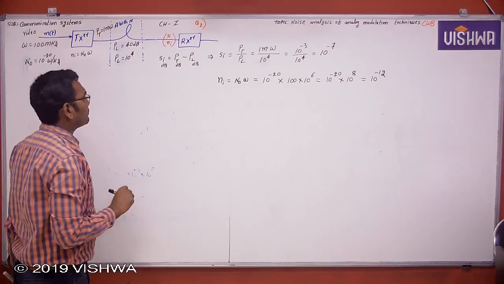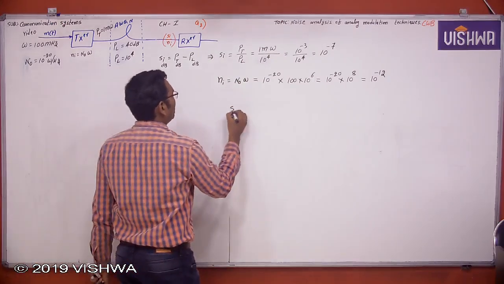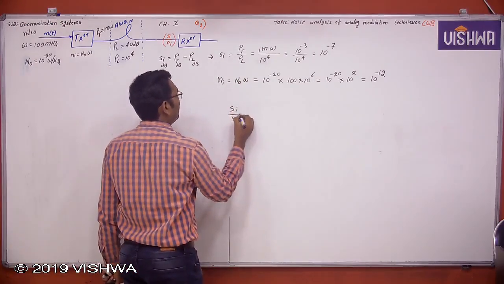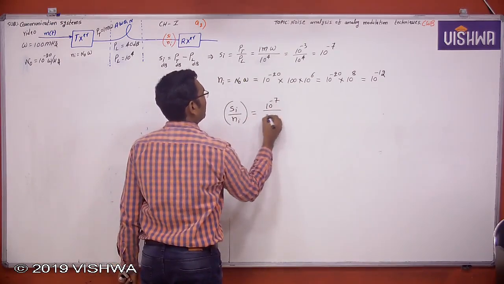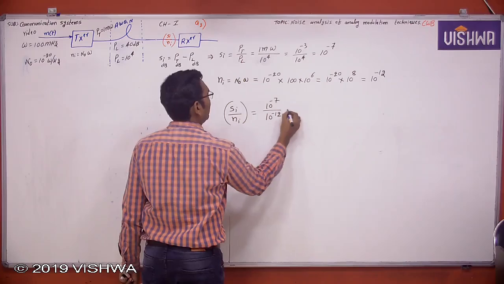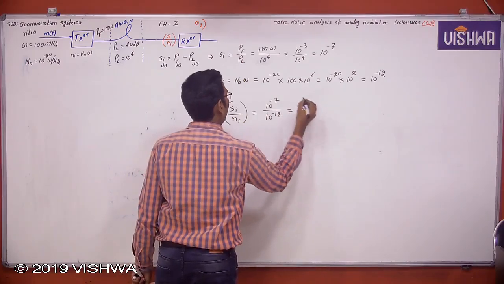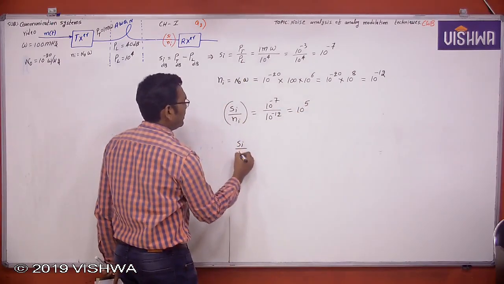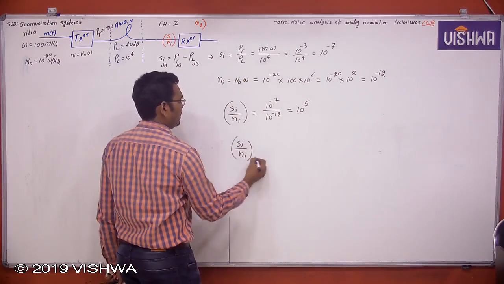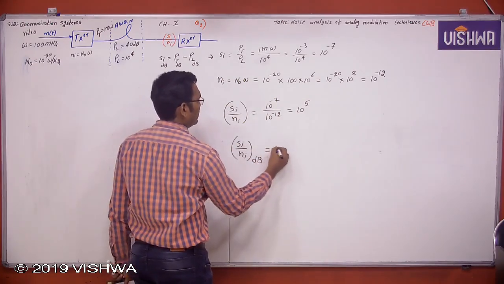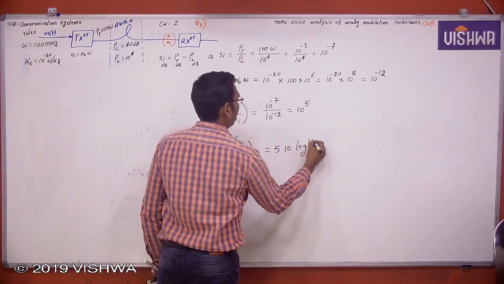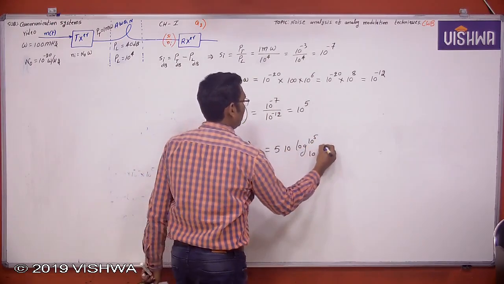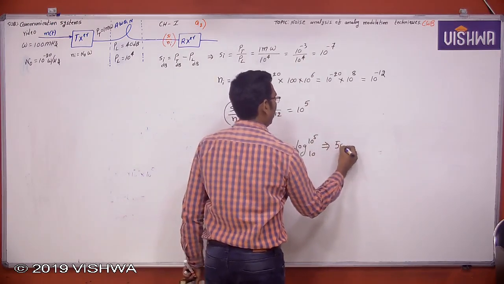Clear? Now, signal to noise ratio at the input of the receiver is Si by Ni, 10 power minus 7 by 10 power minus 12, which is equal to 10 power 5. And the signal to noise ratio at the input of the receiver in terms of dB is equal to 10 log 10 power 5 base 10, which is nothing but 50 dB.